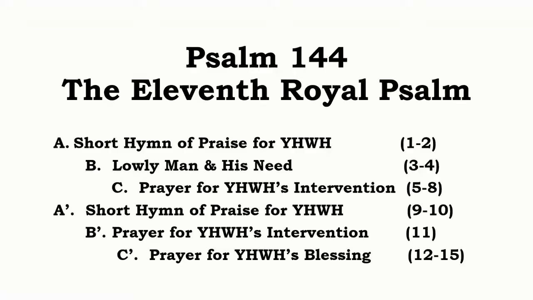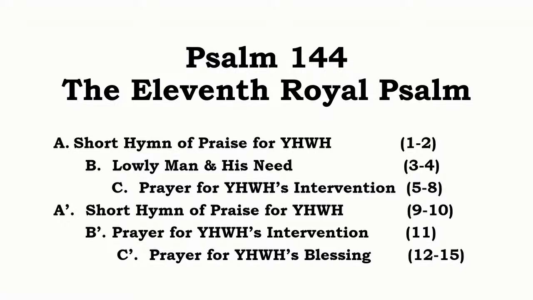Now, the structure is quite simple. We'll take a look at it. Here we have a 6-point or 6-step psalm. The first 3 steps, A, B, and C, consisting of a short hymn of praise for Yahweh, the God of Israel. That occurs in the first 2 verses.